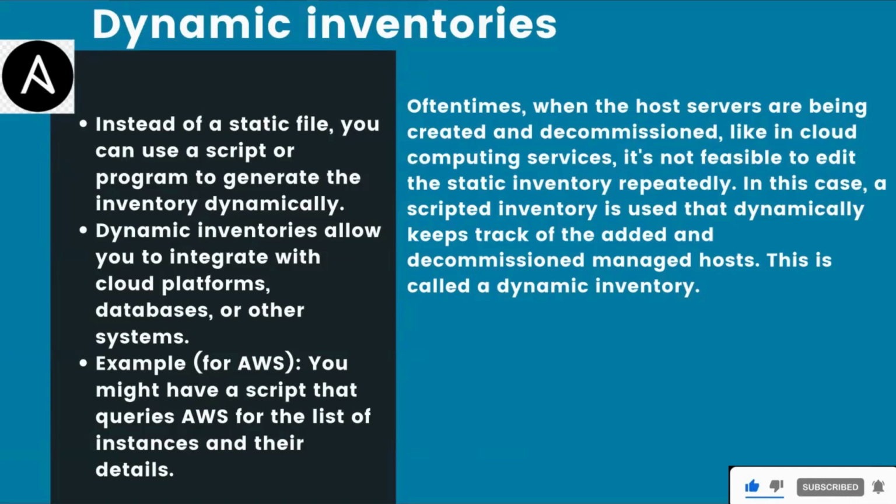There is a question asked during interviews: what are the types of inventory file in Ansible? You have to explain static and dynamic, and how we are going to use static and how we are going to use dynamic. For example, with AWS, you might have a script that queries AWS for the list of instances and their details.